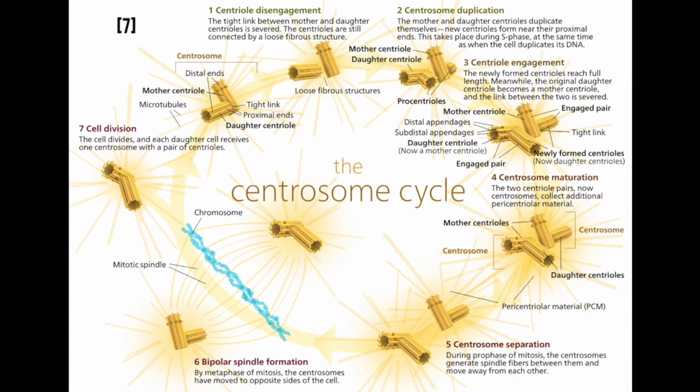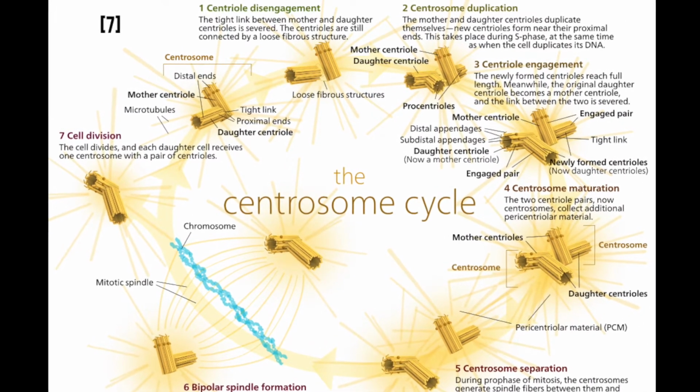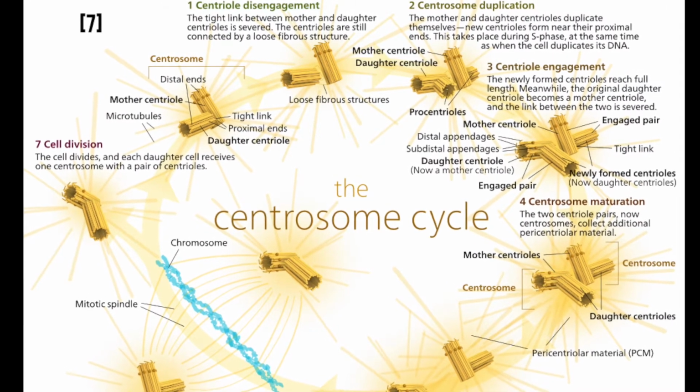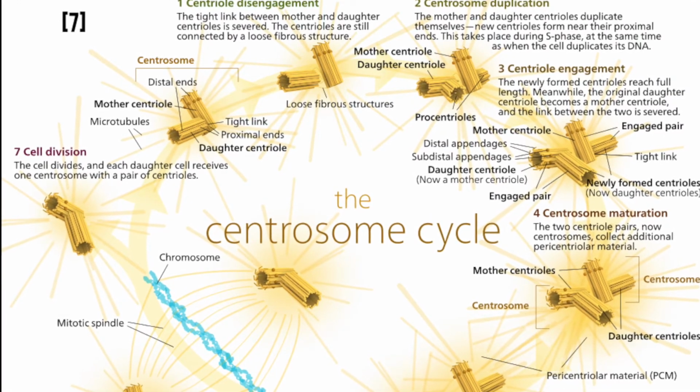In centrosome duplication, the mother and daughter centrioles duplicate themselves and new centrioles form near their proximal ends. This takes place during S phase, at the same time as when the cell duplicates its DNA.